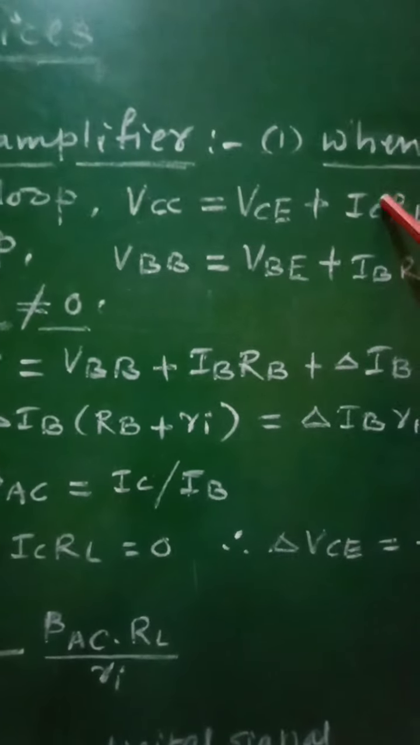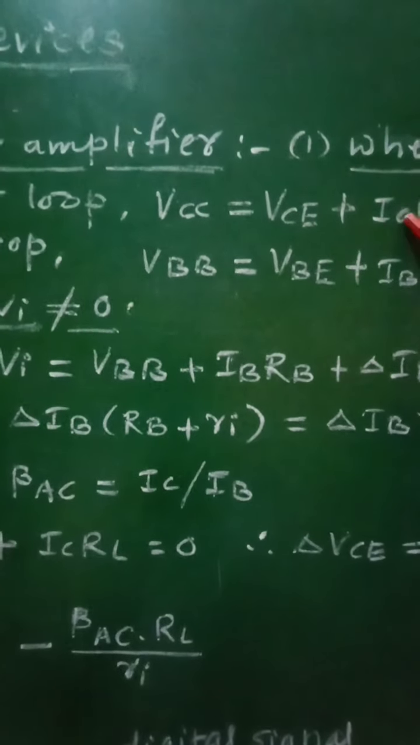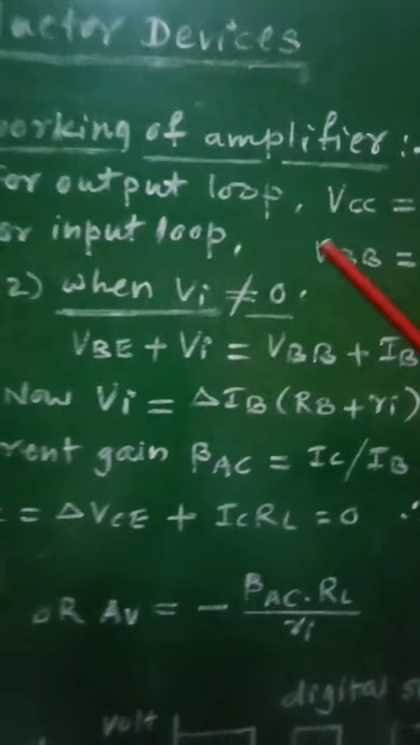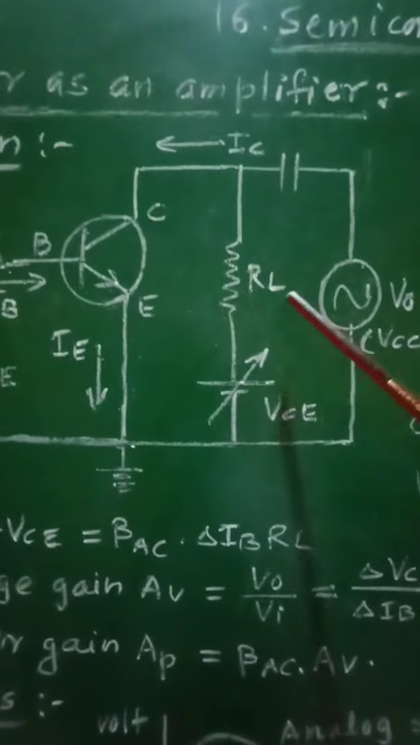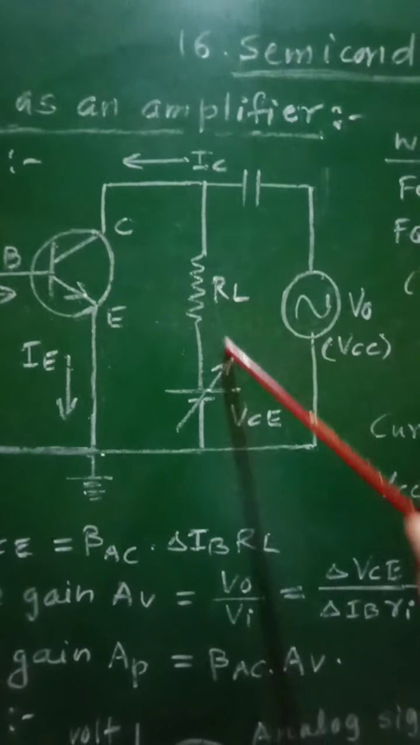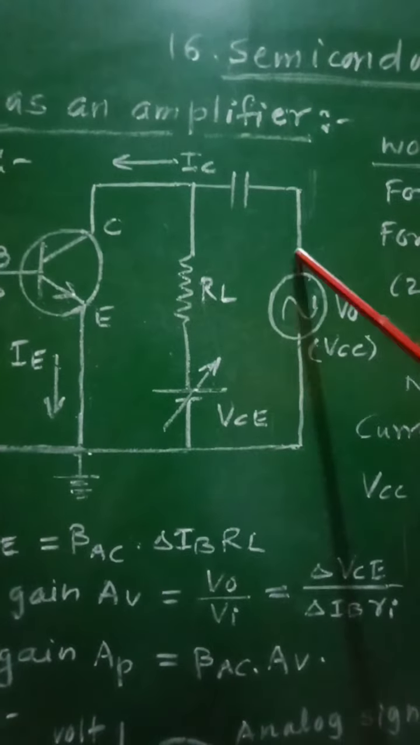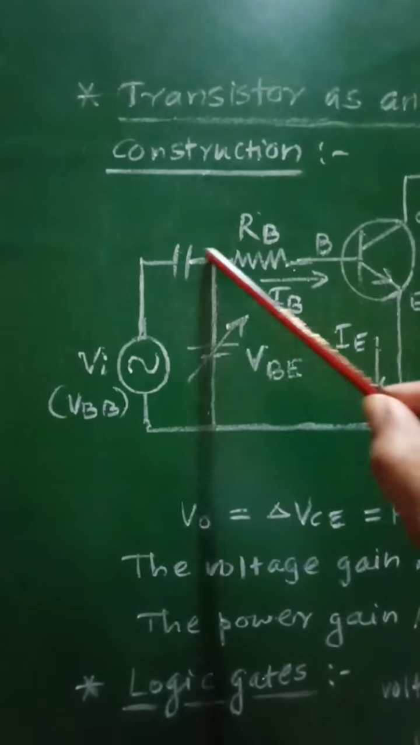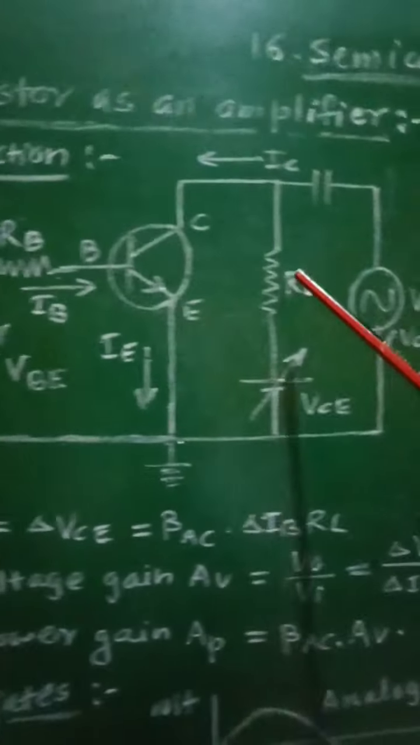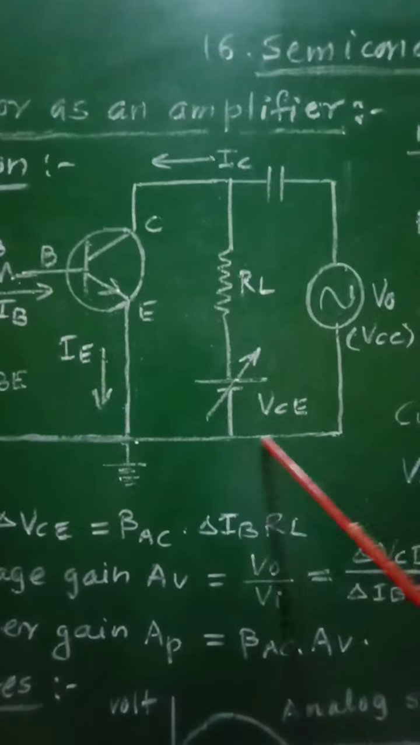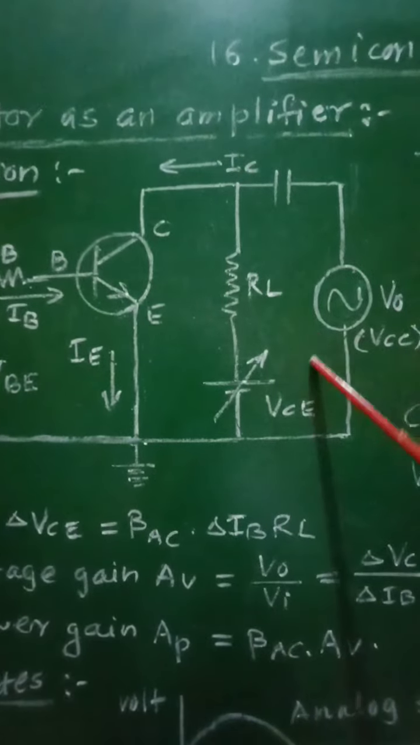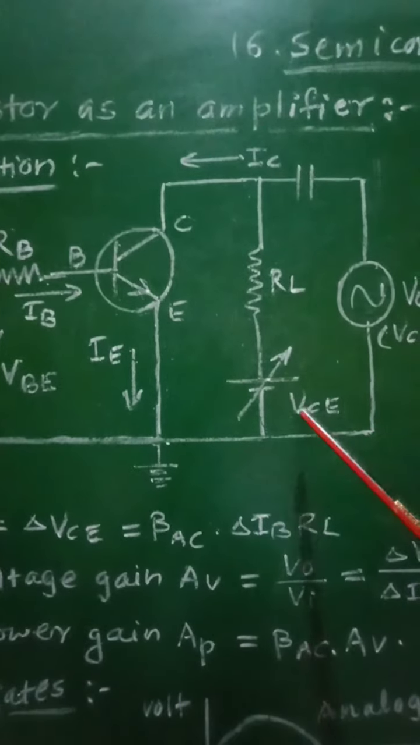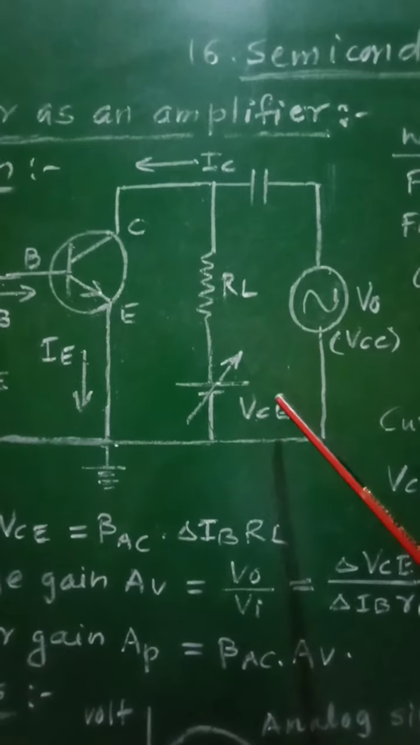So when the input signal Vi is not applied, then for the output loop we can apply Kirchhoff's voltage law. In this case we will get this loop as the input loop, and this will be the output loop. So for this output loop, when Vi is equal to 0, we can apply Kirchhoff's voltage law.